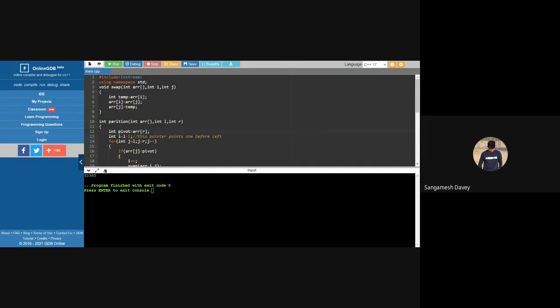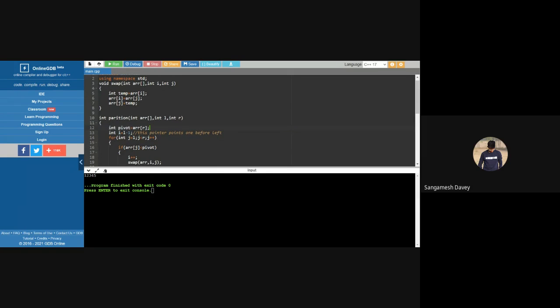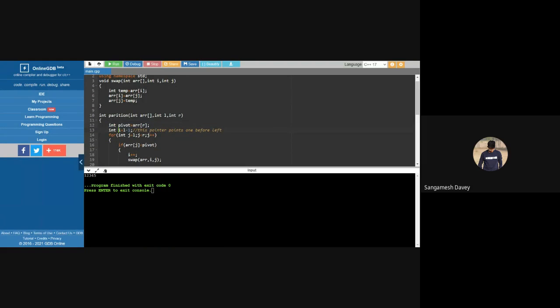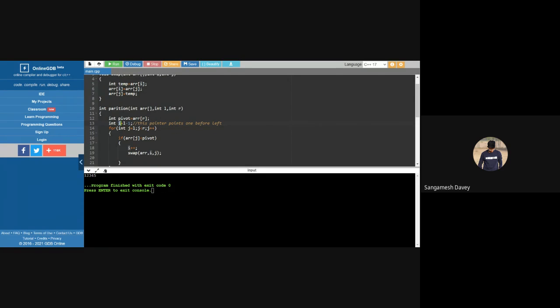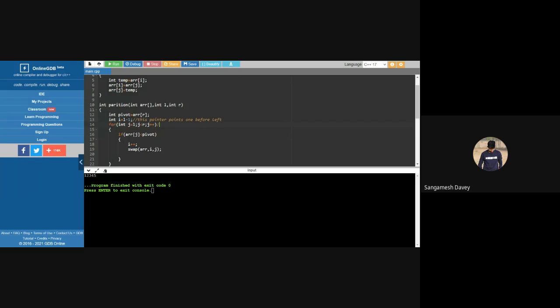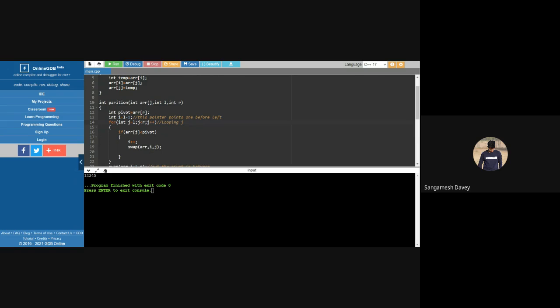Pivot points to the last element. This much you understood? Pivot points to the rightmost element. I points to L minus 1, one before the left element. Next, I am looping J until the rightmost element. This much you understood?